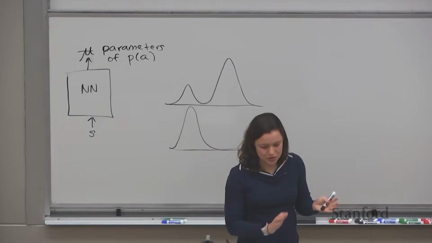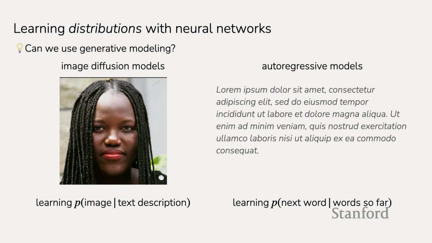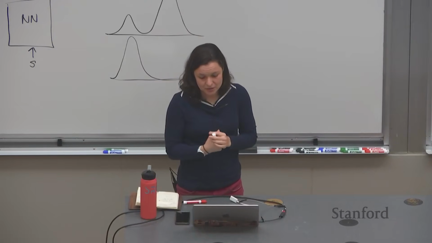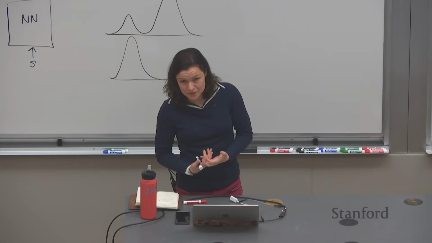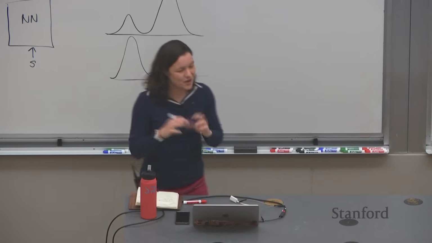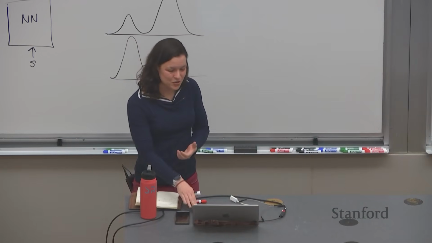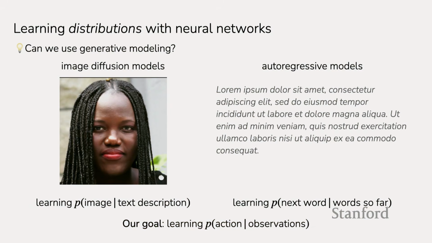So you can think about these two as most typically used to represent either the probability of an image given a text description, or the probability of the next word given the words so far. And the reason why they're often used in these contexts is because these are very common problems that people work on a lot, and also because they're very well suited for addressing these kinds of problems. But the underlying technique behind image diffusion models and autoregressive models is extremely general. And you can use the same idea to learn a distribution over actions given observations or given state.